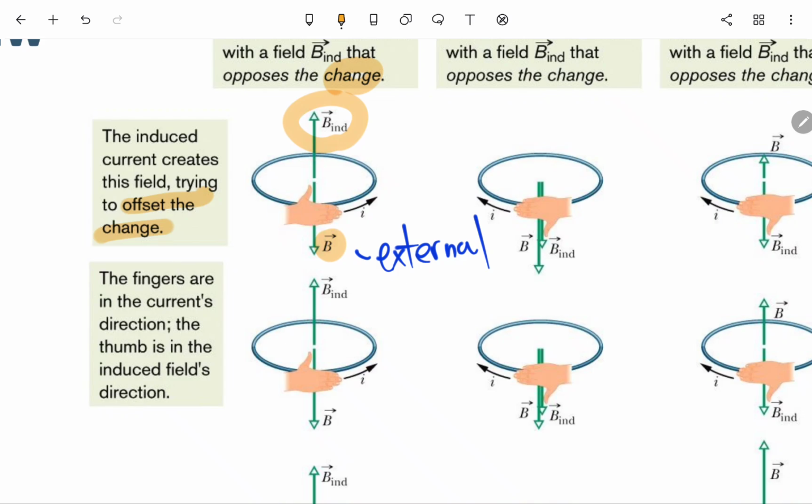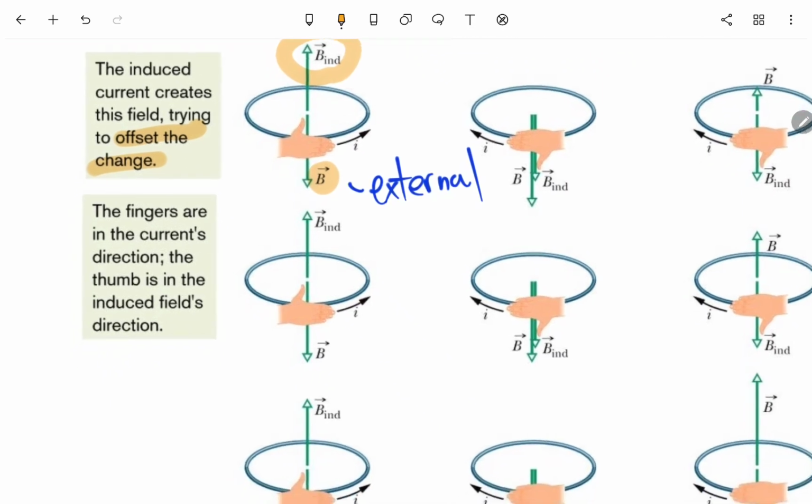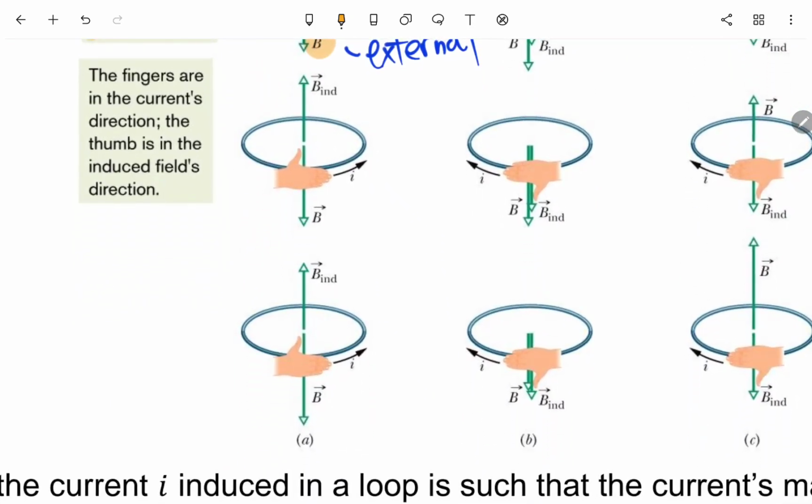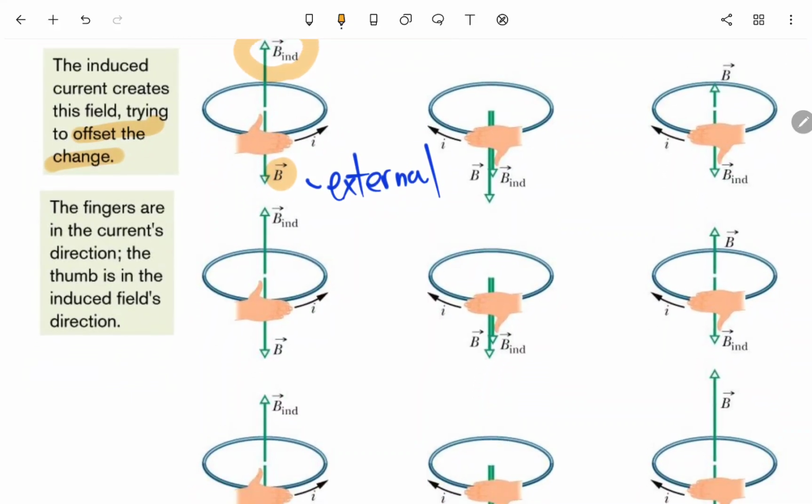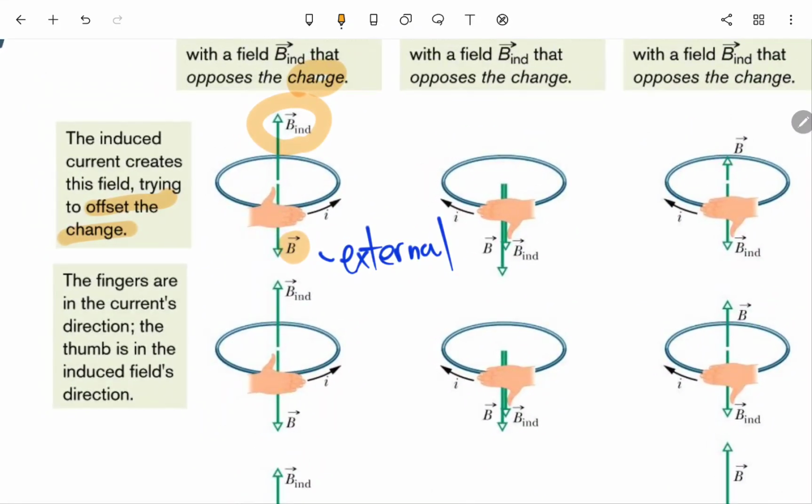Okay, so the next one is the fingers are in the current direction and the thumb is in the induced direction. So you don't necessarily need to care about that. Actually, if we already know B induced is pointing upward, then the induced current should be like this, according to the right hand rule. We always do the right hand rule. So your thumb follows the direction of the B induced, and then your four fingers are following this direction.